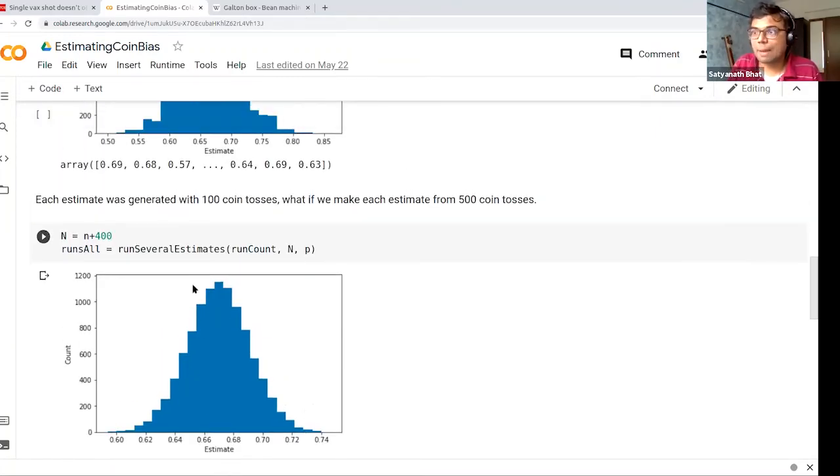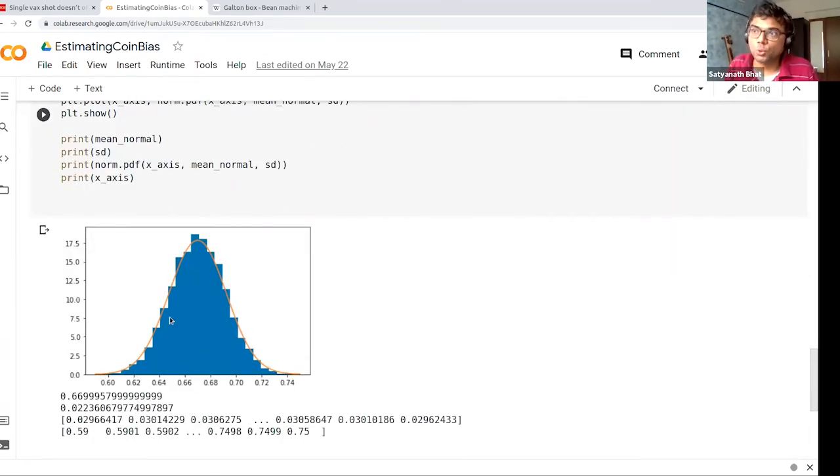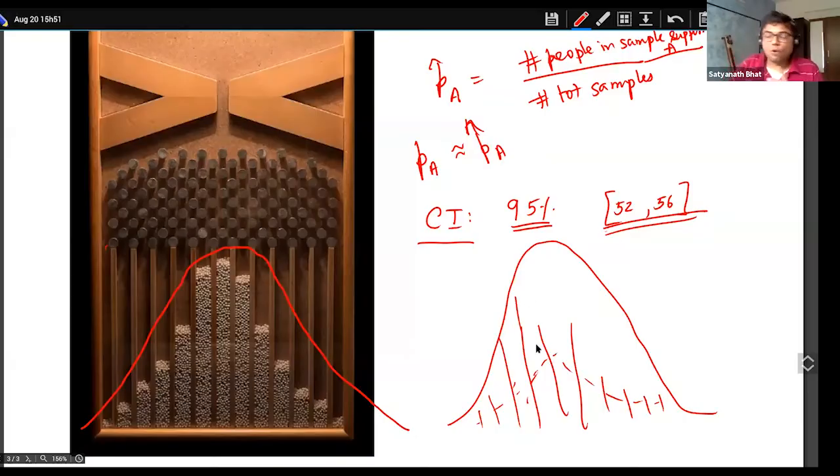What is happening? If you notice, the variation is much larger here: it is 0.50 to 0.80, whereas if you ask 500 people, it shrinks to 0.60 to 0.72. If you ask even more, it will shrink even more, and you'll get better and better estimates. There is a direct formula to do it, and if you put the formula, this is the curve you will get. The underlying samples will always fall in this. This is like your Galton board example that I showed you earlier.